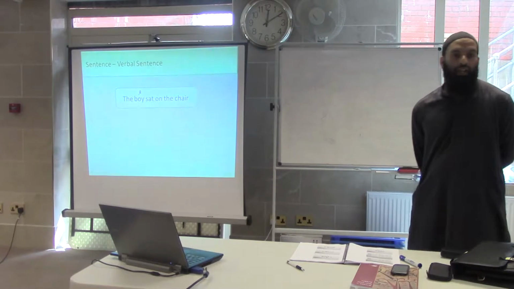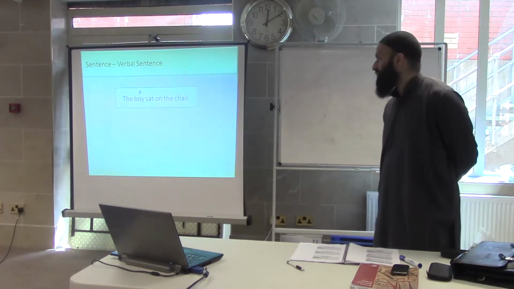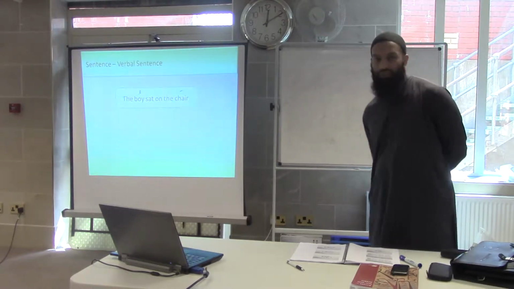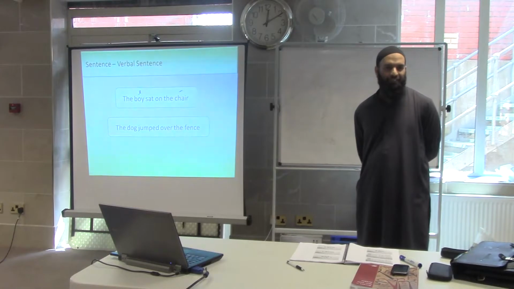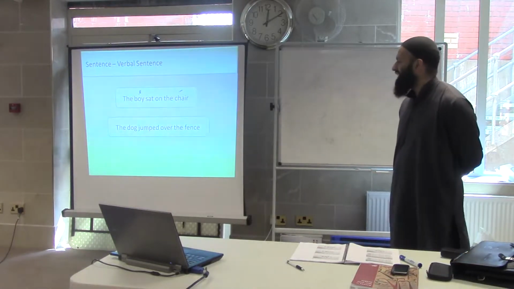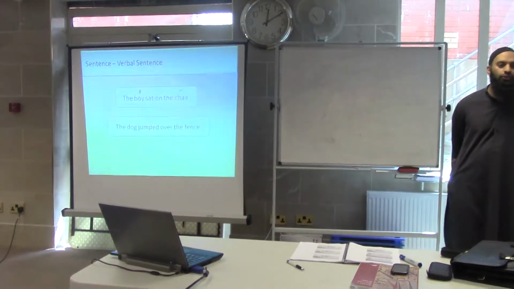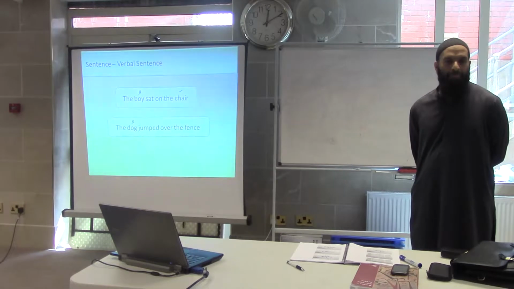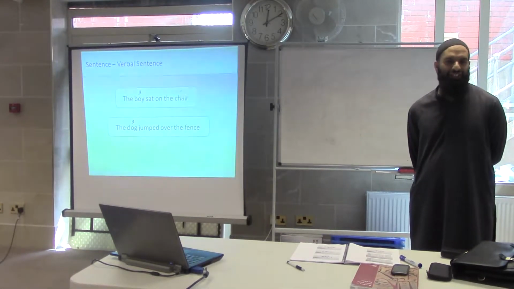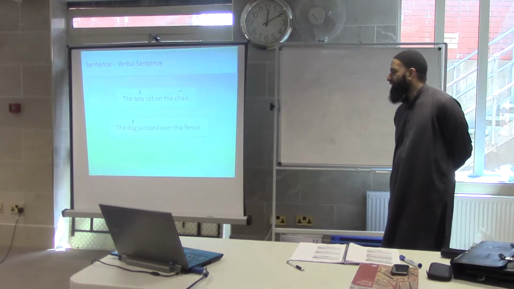So there you go. It's marfu. And what's the mansoob? What is the thing that the verb is done to? Chair. So chair should be mansoob. Right. You understand that? Okay. You got the answers, haven't you? Yeah. Dog, jump. Aren't you going to put the Arabic on it? So the dog is marfu. Are you not going to put Arabic on it? No, I'm just doing this in English so you guys can understand. Yeah. Fence.